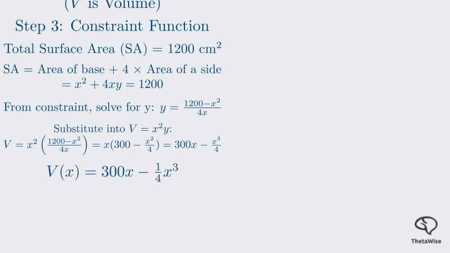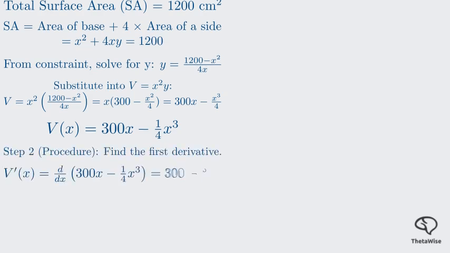V of x equals 300x minus x cubed over 4. This is the function we need to maximize. We have successfully completed step 1 of our general procedure. Now for step 2, find the derivative. The derivative of V with respect to x, V prime of x, is 300 minus 3/4 x squared.